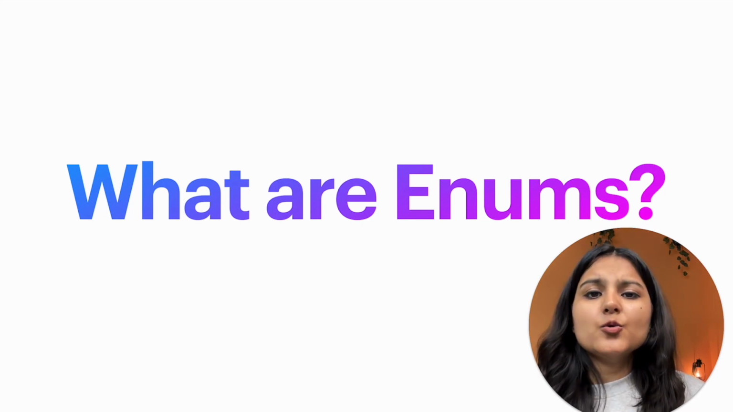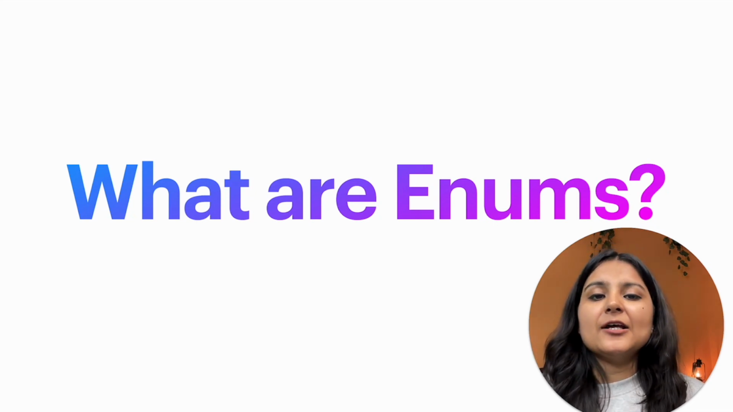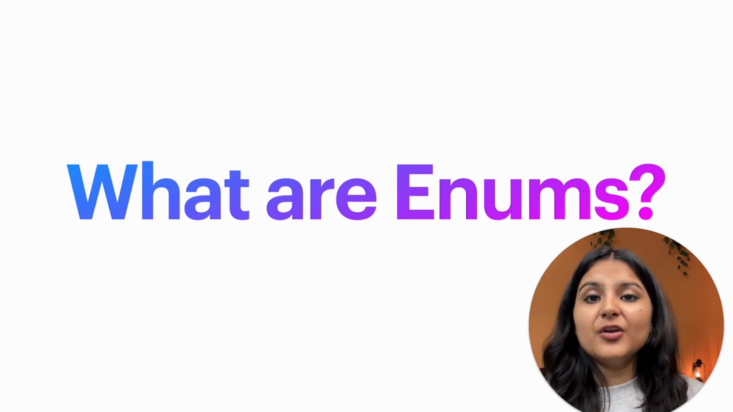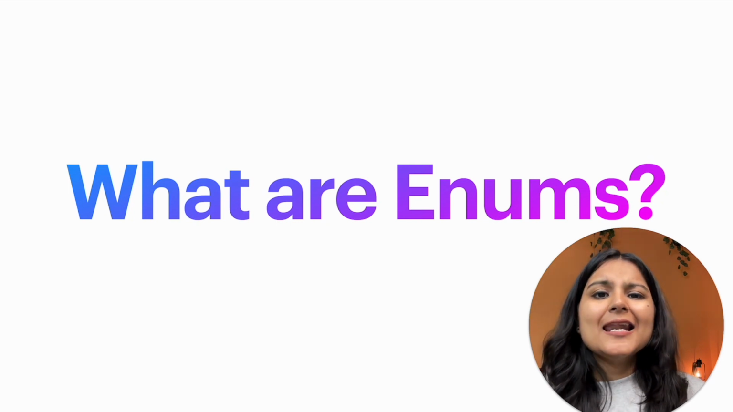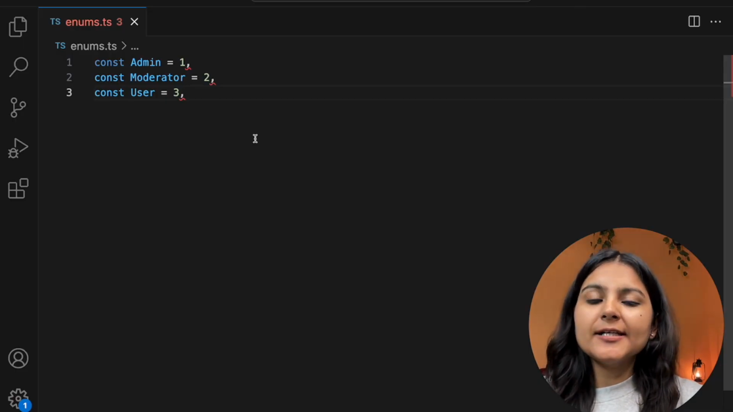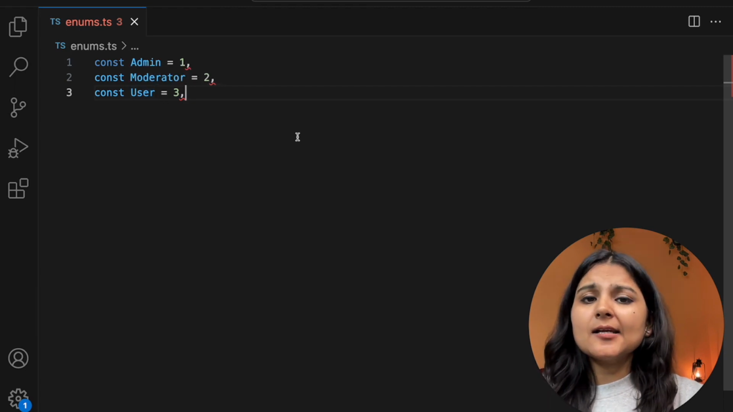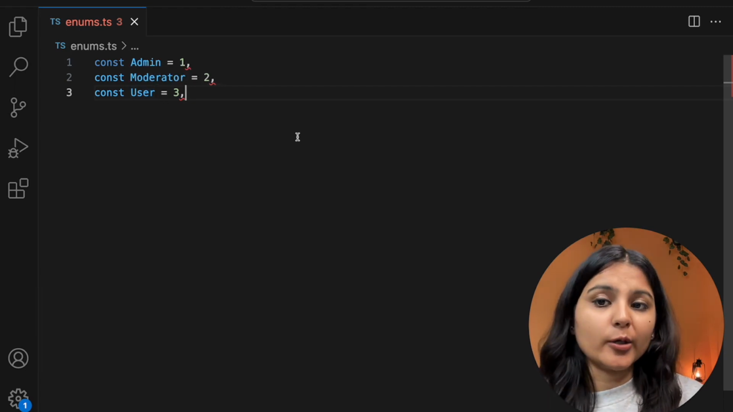We generally use enums in cases wherein we have a set of distinct values which we are going to reference again and again in our code, and the values of which we know aren't going to change. Let's understand it better with an example. Let's say we have these three constants which denote the user role: admin, moderator, and user. These are nothing but named constants, and the values of these aren't going to change throughout our code.